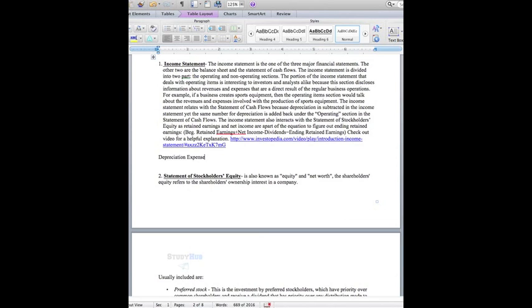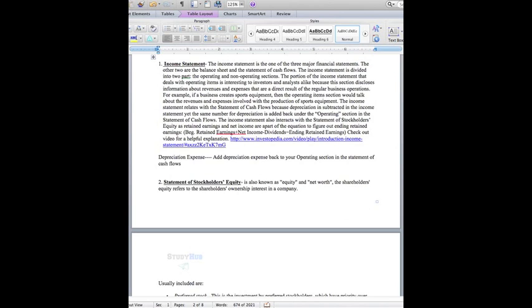That's important, as depreciation is a non-cash expense, as well as amortization. So I'll go ahead and add... So depreciation and amortization will be added back in the statement of cash flows under the operating section because no cash is exchanged in these expenses.